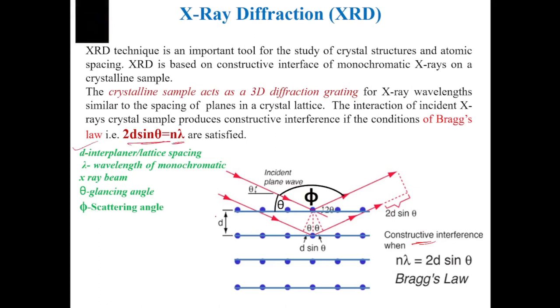Here d is the interplanar spacing between the two planes. Lambda is the incident wavelength of the X-ray. Theta is the glancing angle. Glancing angle means this one. This is the plane and this is the glancing angle, and this phi is your scattered angle or diffracted angle. So according to Bragg's law, if the two diffracted rays follow this condition, they are going to interfere constructively, and we are going to get the excited peak.